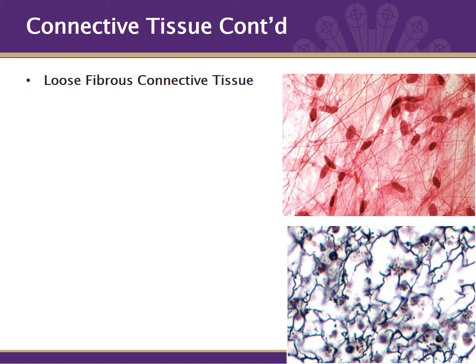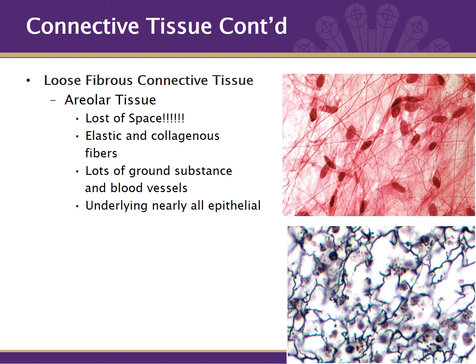Loose fibrous connective tissue has lots of open spaces. This space is formerly ground substance that has been dissolved. The cells are not in any particular arrangement like we saw in epithelial tissue, and there are lots of fibers. There are two types of loose fibrous connective tissue. First is areolar tissue. Areolar tissue has a loose arrangement of collagen and elastic fibers, scattered cells of various types, lots of ground substance, and blood vessels.